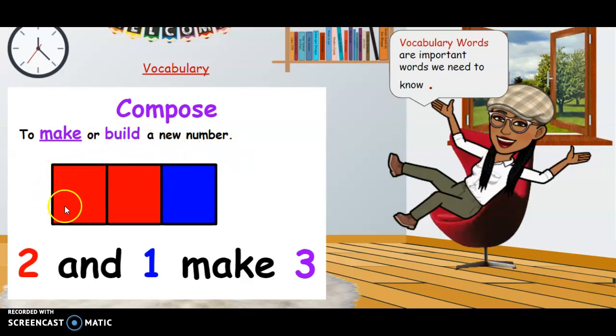Okay, so just like I did with my blocks, first I had 2 red blocks and 1 blue block. But when I put the blue block with the red blocks, I was able to see that 2 and 1 make 3. Because I have 2 red blocks and 1 blue block, 1, 2, 3, and I made the number 3. Okay, that is called composing.